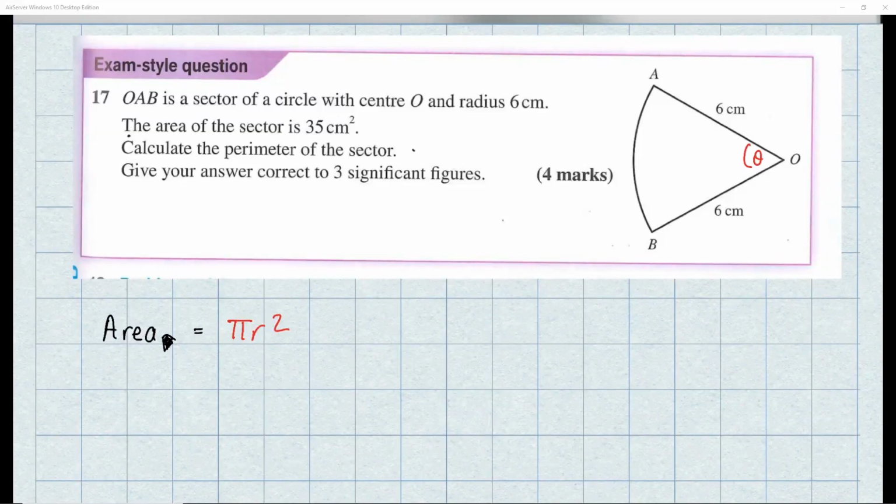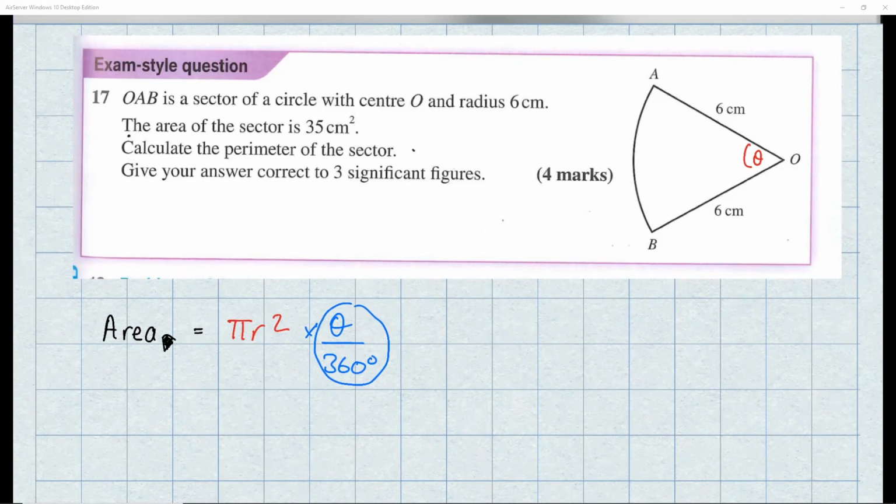Now, because we've only got a part of the circle, the angle theta, how would we then work out the fraction? What would theta be as a fraction of the circle? It would just be theta over 360. Correct. So we've got the area of the full circle, and this is the fraction of the circle that we're dealing with. And they gave us the answer for the area. What was it? 35.